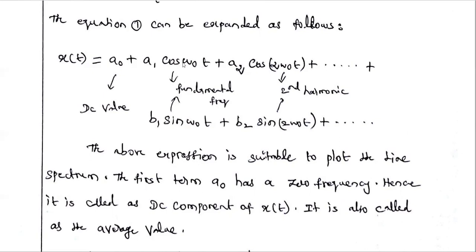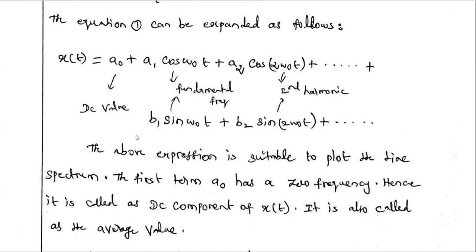Okay, so these two components are called the fundamental component. And the next term you see, cos 2 omega naught t and sin 2 omega naught t. These two components are said to be the second harmonic. And the third term, cos 3 omega naught t and sin 3 omega naught t, is the third harmonic, and so on. So the periodic signal can be expressed as an addition of the DC value plus the fundamental frequency component plus the second harmonic plus the third harmonic, and so on.